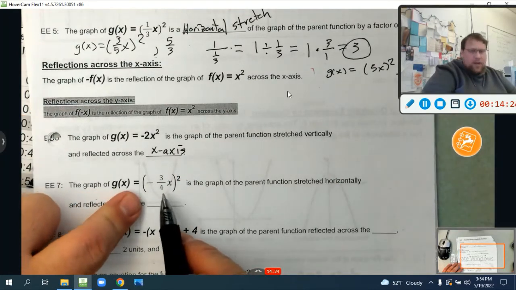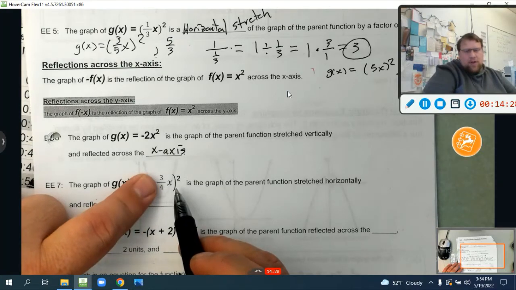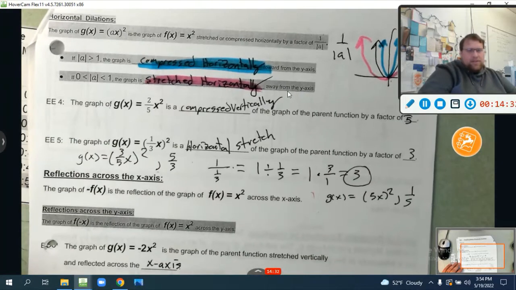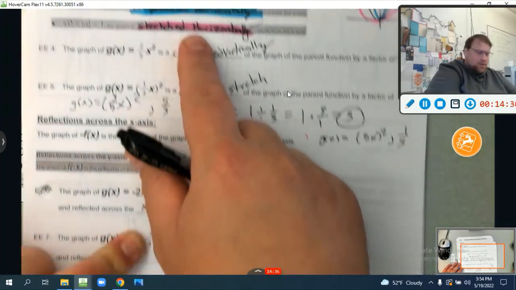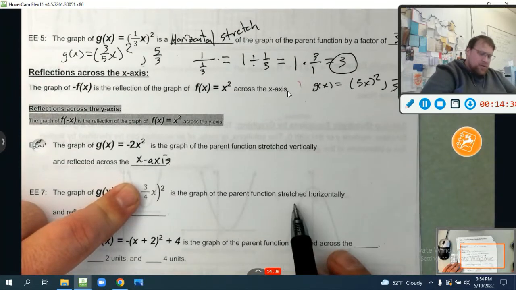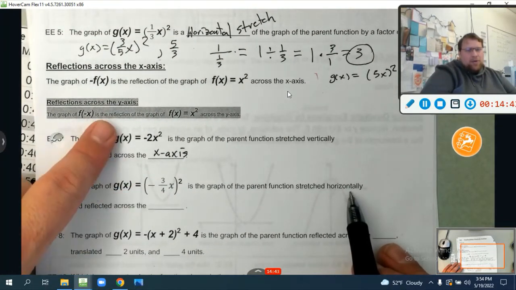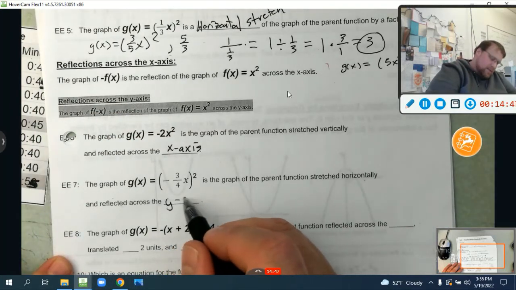The graph of g of x, oh, I see parentheses, negative 3/4 x. Well, first of all, I can tell you this is between 0 and 1, it's a fraction, and it's in parentheses, so a fraction is going to be a horizontal stretch. So the parent function stretched horizontally. Look, I was right. And since it's in the parentheses, it's going to be across the y-axis.